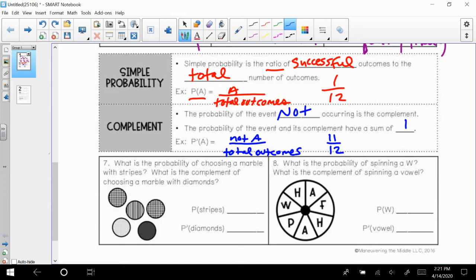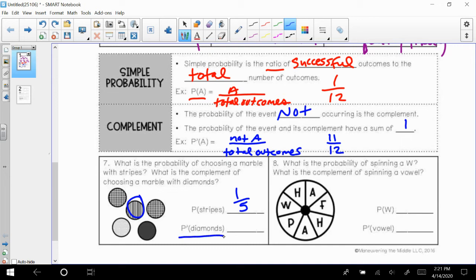Number 7, what's the probability of choosing a marble with stripes? The first thing you need to do is find the total number of outcomes. Here we know that the number of outcomes is 5, and we're looking for the one with stripes. There's only one opportunity for me to pull a marble with stripes out of the total 5. So 1/5 would be my answer.